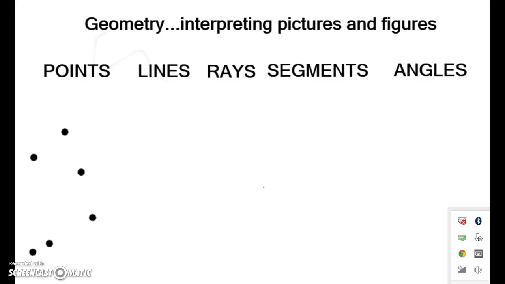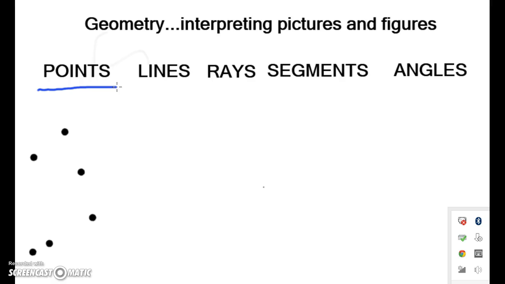Welcome to geometry. Before you begin studying the concepts that are in the course of geometry, we want to take a look at communication and how you're going to interpret pictures and figures. We're going to start with points.